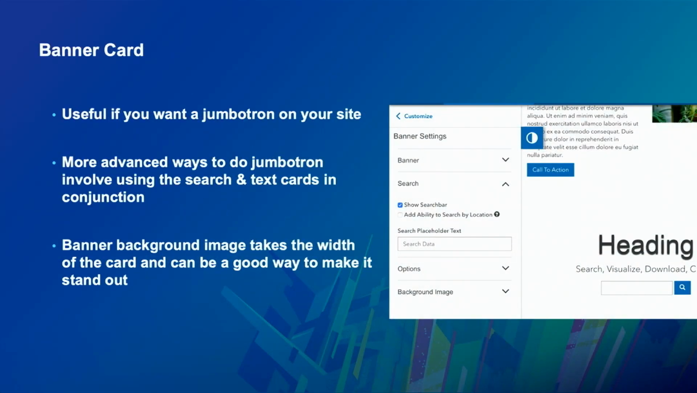We don't recommend images that are too large. The banner card is one that I feel is going to slowly become more irrelevant over time, but we're going to support it for a very long time. It's kind of a jumbotron, a combined search and page header title. There's a more advanced way to do it, using the search card and the text card in conjunction if you want to build a more custom looking jumbotron. Like that heading right there on the screenshot, you can't really do much with that in terms of changing how it looks, whereas with the text card you have more options.